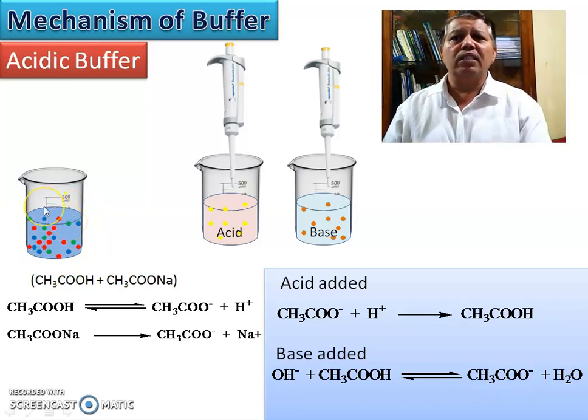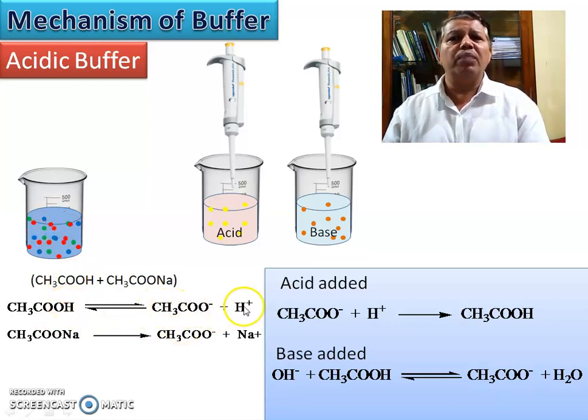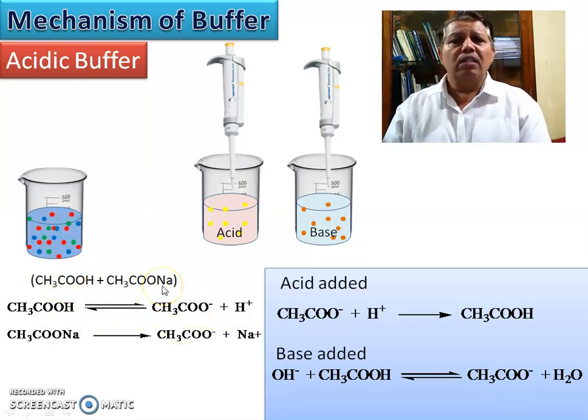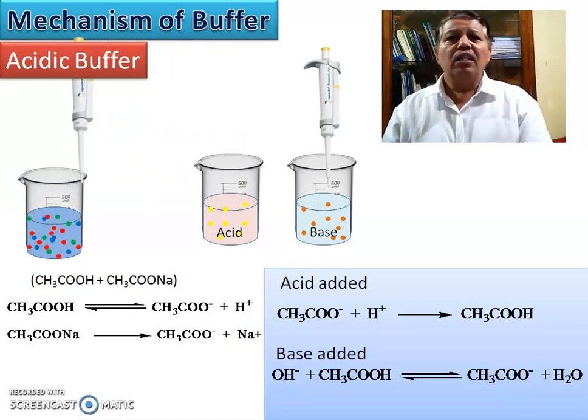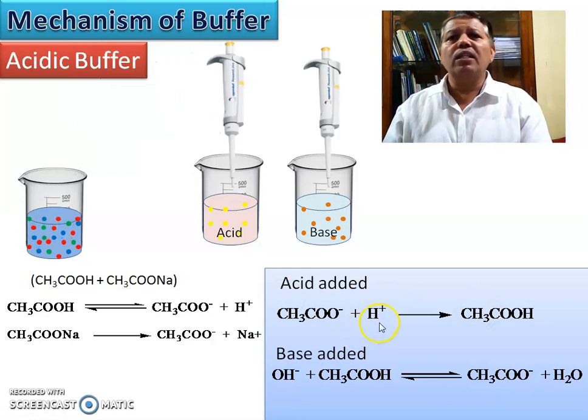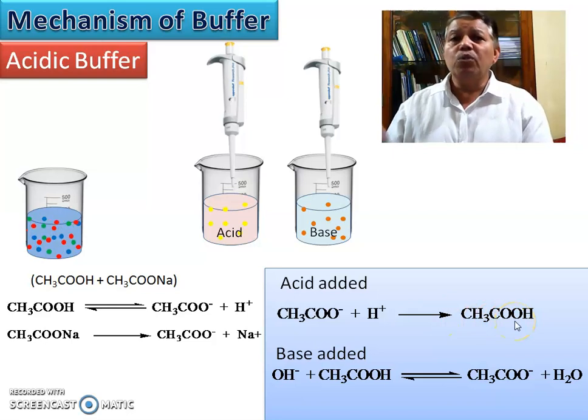acid and sodium acetate. The acetic acid and sodium acetate are freely and randomly moving in the solution, and acetic acid dissociates into acetate ion plus hydrogen ion, and sodium acetate is a salt, so it is completely ionized into acetate ion and sodium ion. Now, when we add an acid, the hydrogen ions from the solution react with the acetate ion to give acetic acid, and there is not much change or decrease in the pH.